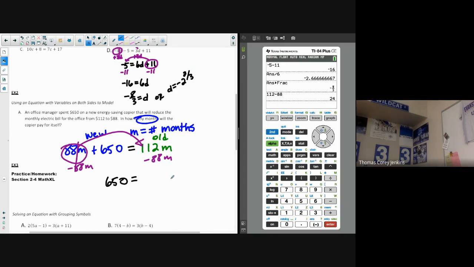All right, and then at that point, we can go ahead and divide. That was 650 divided by 24. Gives me 27 and change. All right, so that's 27 point. About 27.1, we'll call it.